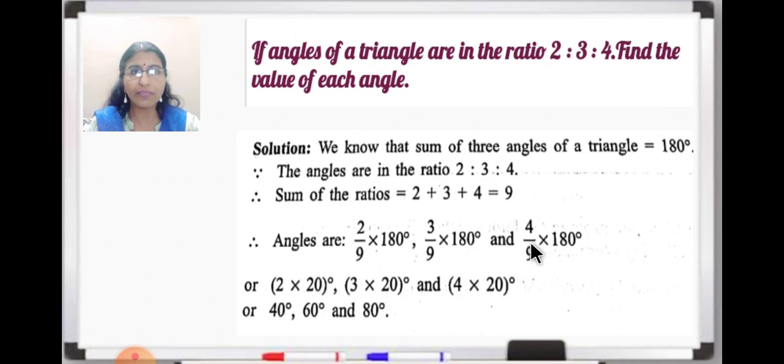Same way, third one also we will write here. This is the ratio given, 4. 4 upon 9 into 180 degree. And then this 2 again will reduce. You will get 20 degree again. So 4 into 20 degree is 80 degree. So this way we will get these 3 angles. One is 40 degree, second one is 60 degree and the third one is 80 degree.